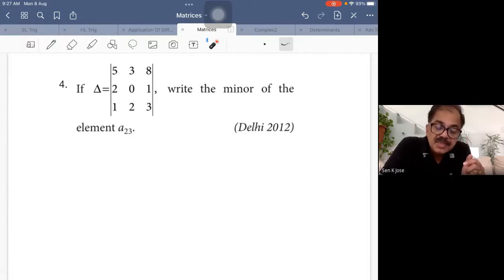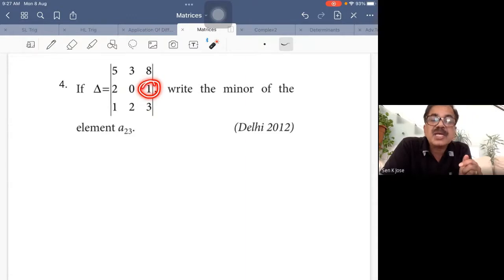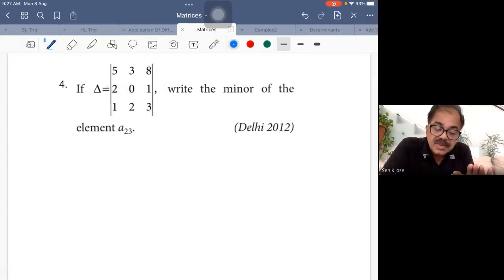a23 means the second row, third column element. That's this element. And what do they want? They just want the minor of it. So what should I do? Delete the row and the column it belongs to. Just write the minor. The minor is the remaining 4 elements: 5, 3, 1, 2.